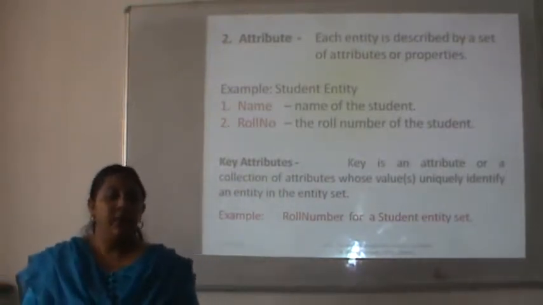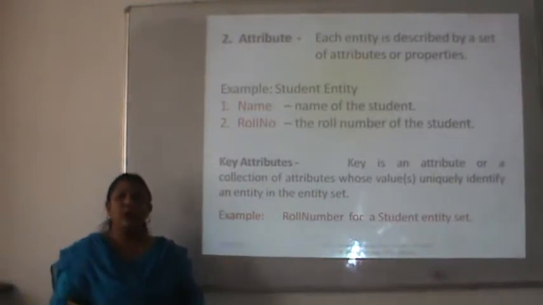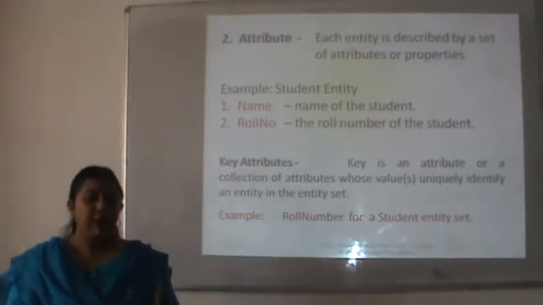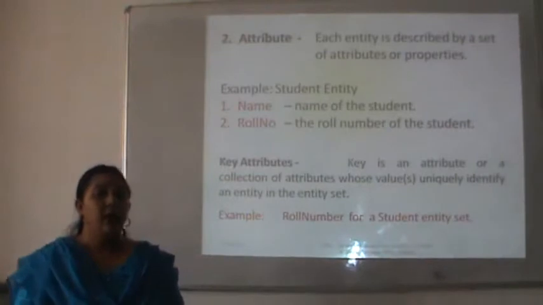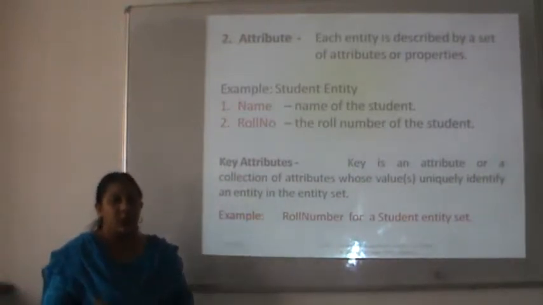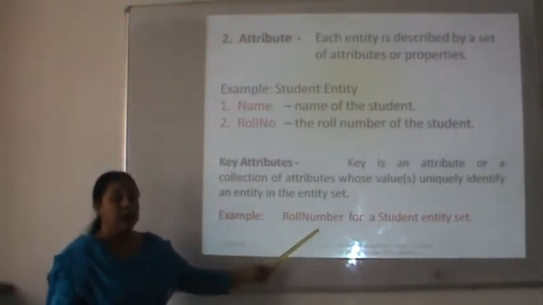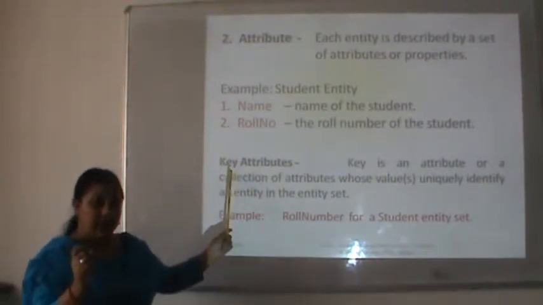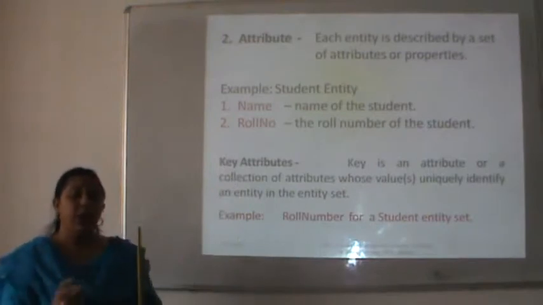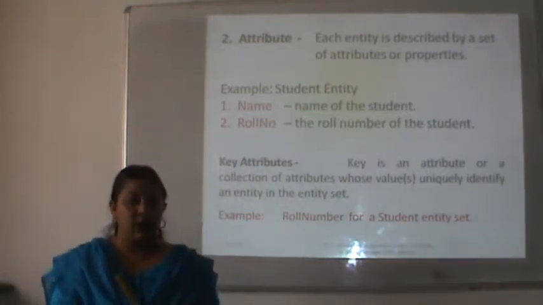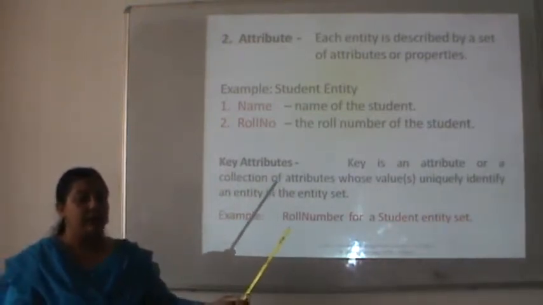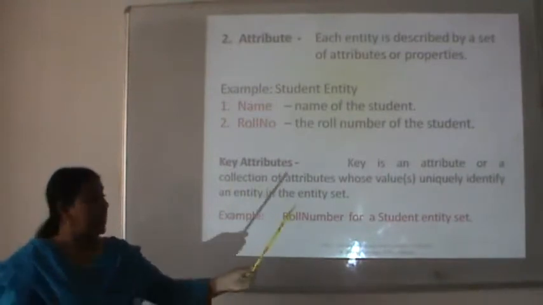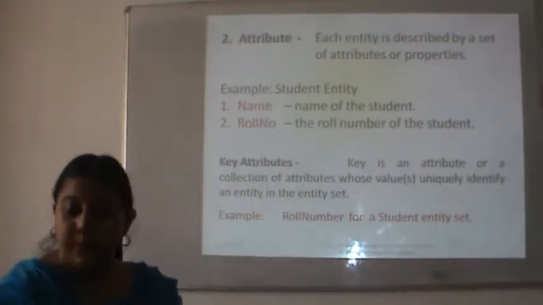If I say Ram, two or three students may stand up. But if I call roll number 21, only one student will stand up. So roll number in case of student is a key attribute. So a key attribute can be a single attribute or it can be a combination of two or more attributes that can uniquely identify any entity in its entity set.